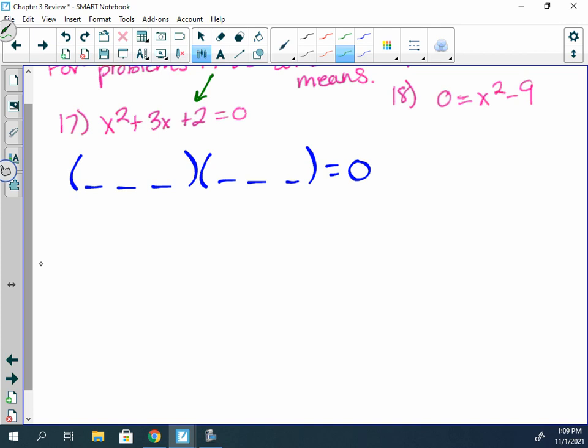Since the third term is positive, the signs are the same and they match the sign of the middle term. So they're both positive. Now we look at the factors of the first and third term. Well, the factors of x squared are x and x. Well, the factors of 2 are 1 and 2.